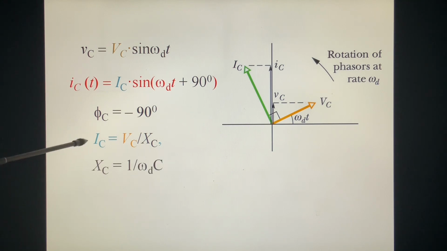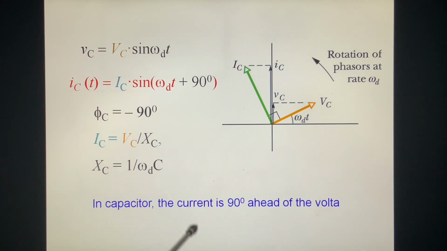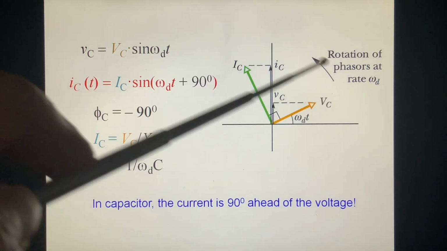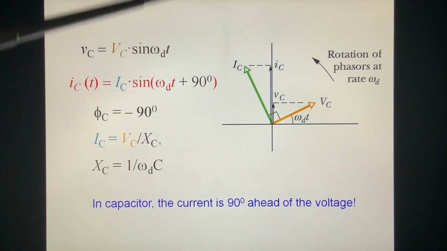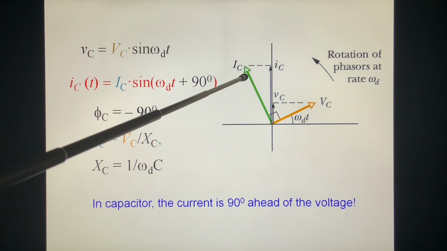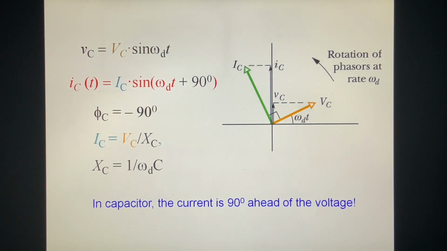Now, IC equals VC over XC. XC, by definition, is 1 over omega C. In a capacitor, the current is 90 degrees ahead of the voltage. They rotate together. It is ahead because you look here, you see this one first, then this one.